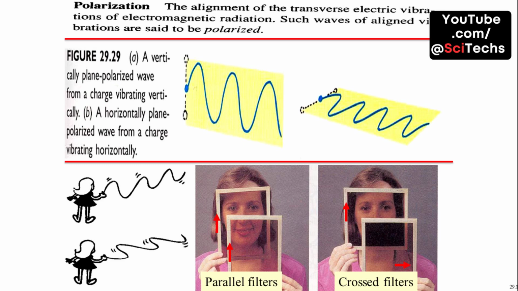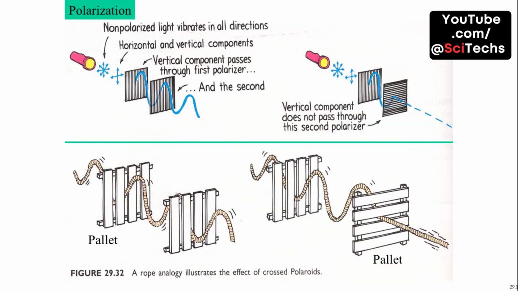Polarization refers to the alignment of the transverse electric vibrations of electromagnetic radiation. Polarized light waves vibrate in a specific direction, either horizontally or vertically. When light passes through crossed polarizers, the vertical component of the light is blocked by the second polarizer. This effect can be illustrated using a rope analogy.